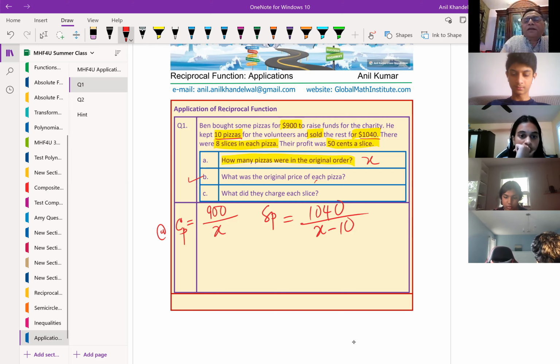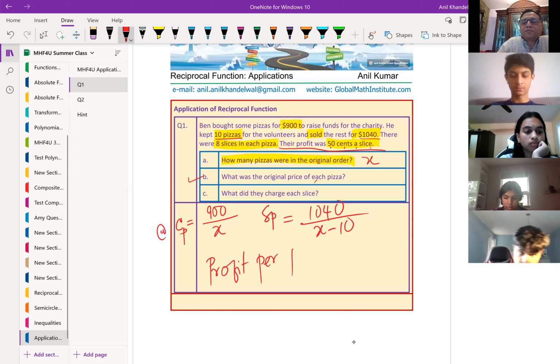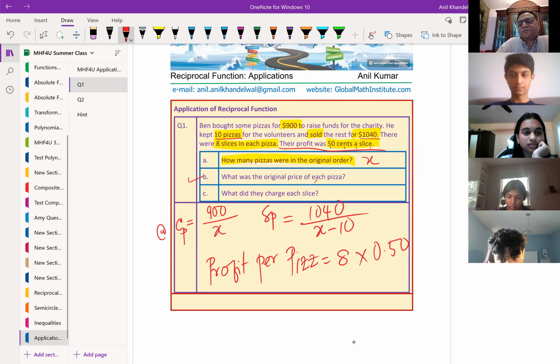Now, the profit is 50 cents a slice. When the profit is 50 cents a slice and there are 8 slices, what is the profit per pizza? Tell me. 400 cents. 8 into 50 cents, correct? $4. 400 cents is $4. That is the profit. Is that clear to you? Profit is $4 per pizza.